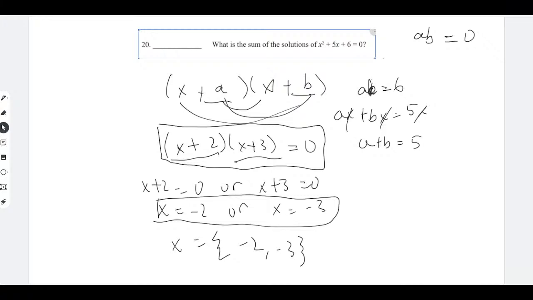Okay, but so the question that we have here. We wanted to find the solutions of x, and then we need to find what the sum is, right? So here we have our solutions, negative 2 or negative 3, right? So then you just need to find the sum of them. So can you tell me what the answer is to this problem?